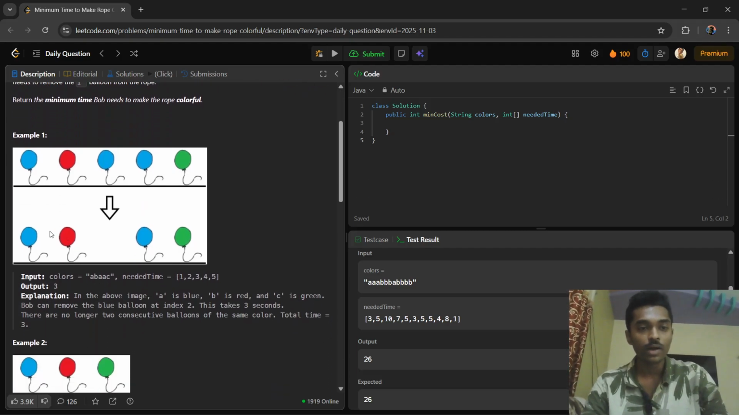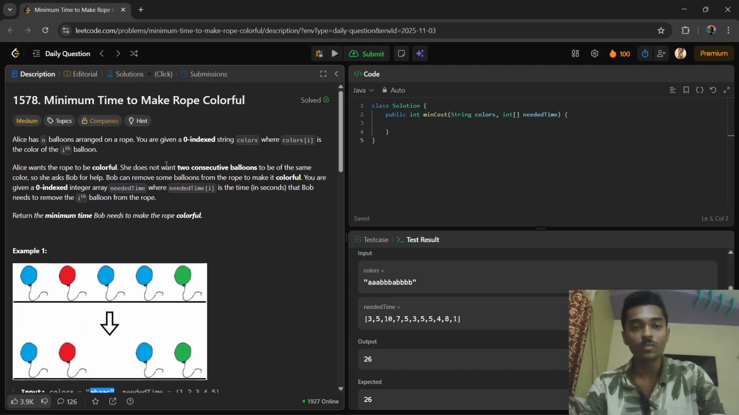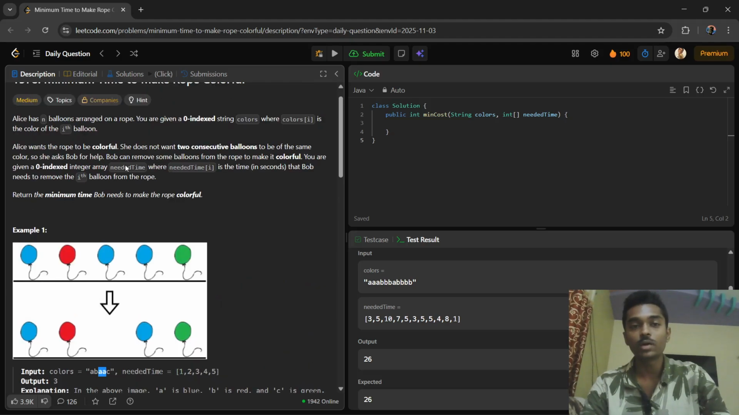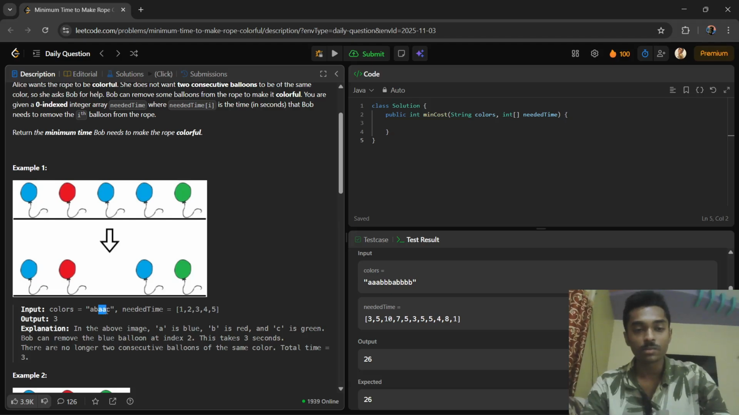Okay, so this is the rope. You are given a rope, and on the rope there are many balloons. Your task is to remove consecutive balloons which have the same color. Let me explain. This is the zeroth balloon, this is first, up to the fourth balloon, which means we have five balloons. You can see these two blue balloons are consecutive and have the same color, so we have to remove one of them. Their respective removal times are 3 and 4.